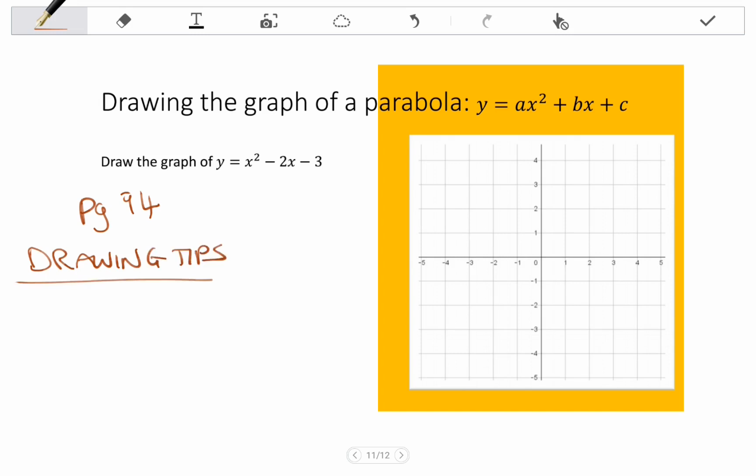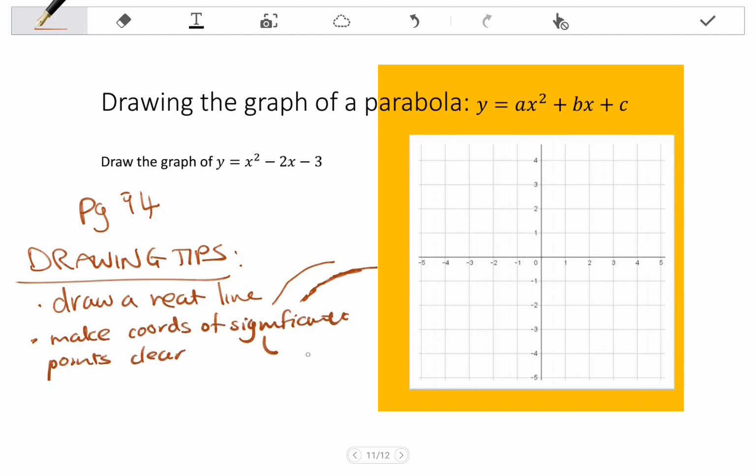Now when you sketch the graph, just some drawing tips, and these I take from your investigation that we did in the first term. Draw a neat line. A neat line is a solid line like that, not sketchy. I don't want to see any sketching like this. It has to be accurate. And make sure the coordinates of all your significant points are clear. So your significant points are your turning point and your intercepts. Then finally, extend the arms of your parabola to the end of your grid.